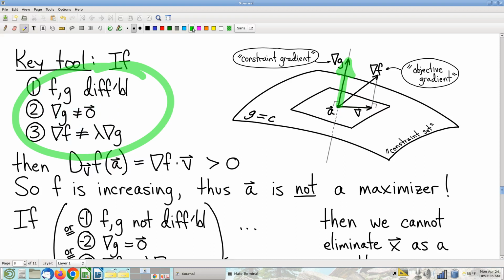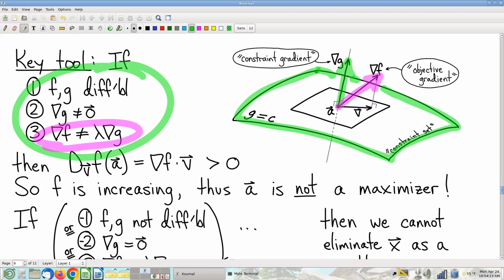But if my objective function has a gradient that points off of that axis, right? If you think about it, the constraint gradient always points perpendicular to the constraint set. Gradients always point perpendicular to level sets. This is why it's key. This is why it's essential that the constraint function be that whose level set is your constraint. It's got to be a level set. Constraint gradient is always perpendicular to the surface.